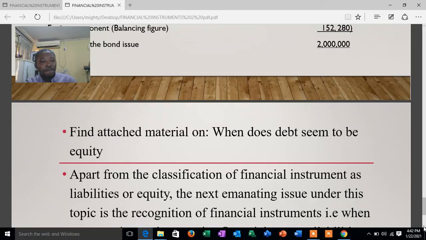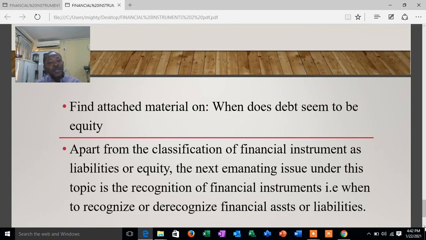As I close this topic, I will be attaching material on this topic, apart from this video: when does debt seem to be equity? That's all that we have discussed today. So when do you classify an instrument as debt or as equity, and when does debt seem to look like equity? It's a very straightforward thing. I think it's about 4 pages of material, so take your time to go through it. Don't say I didn't tell you. That can just be a simple question. So take note of that.